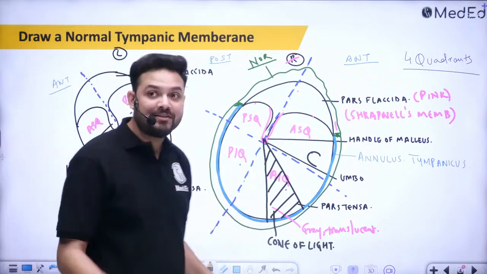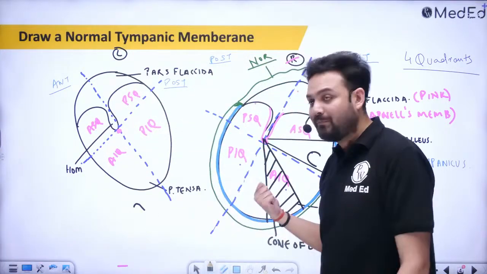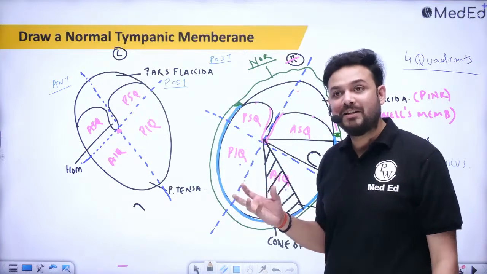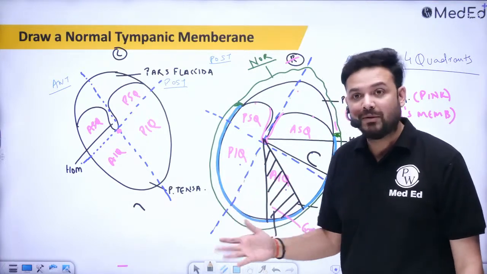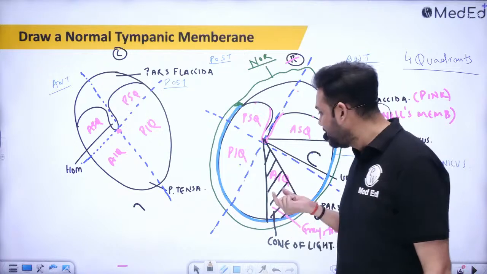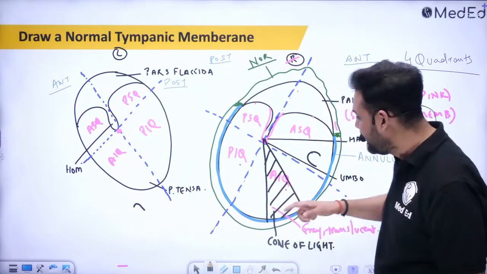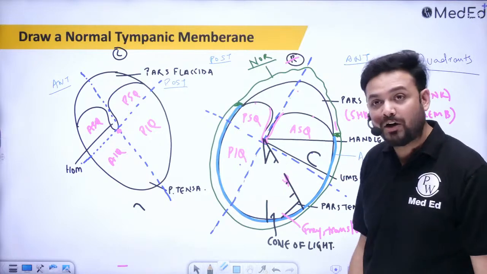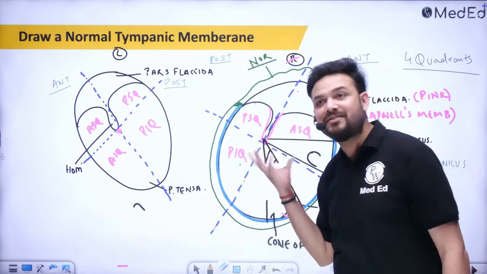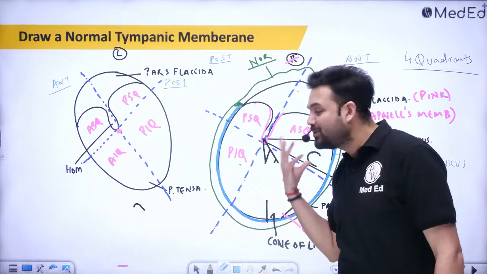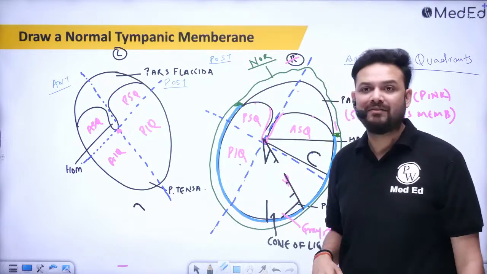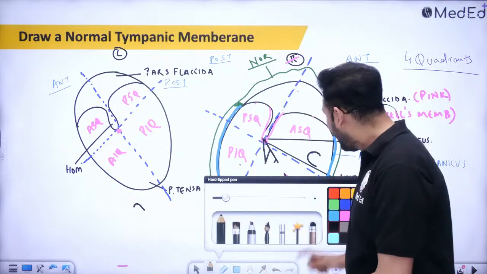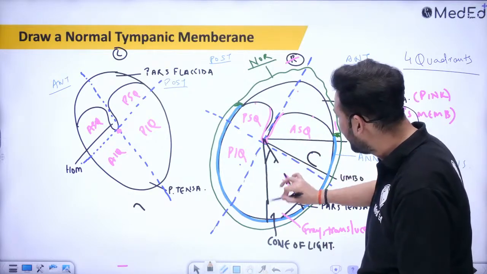Now, this cone of light is very important to tell whether my tympanic membrane is healthy or not. If the cone of light is absent, that means my tympanic membrane is dull, meaning it is not healthy. If the cone of light becomes distorted, meaning it has broken or is not well formed, then we will say there is some kind of disease in the middle ear, which we need to look into. So the cone of light will tell me about the health of the tympanic membrane.